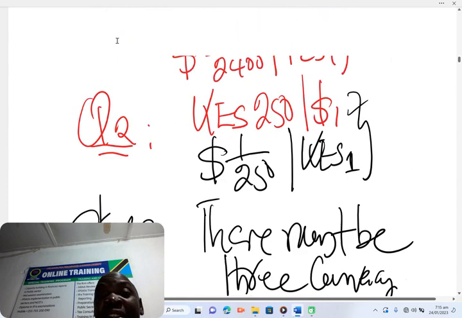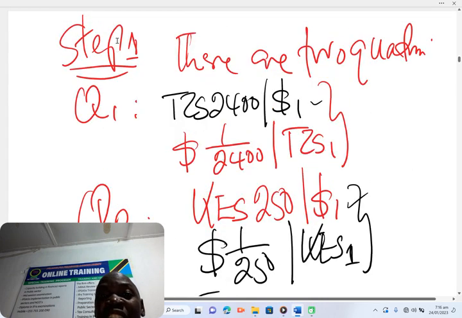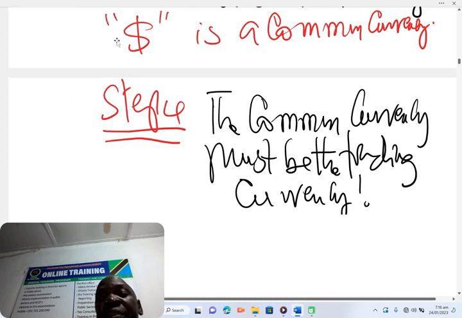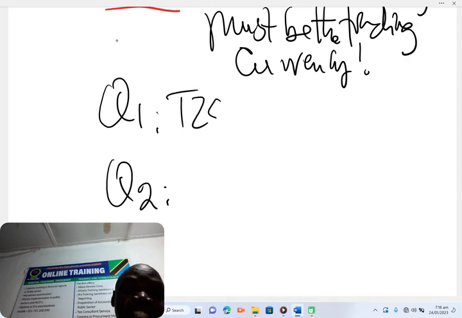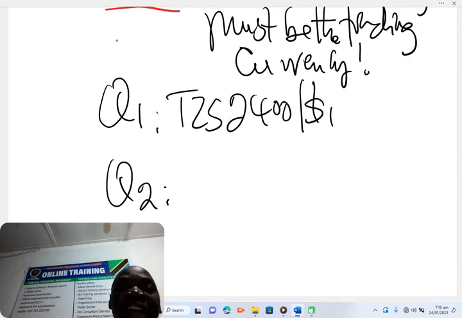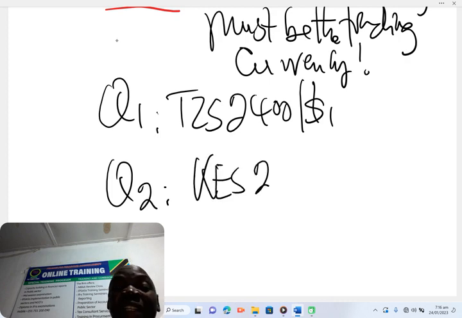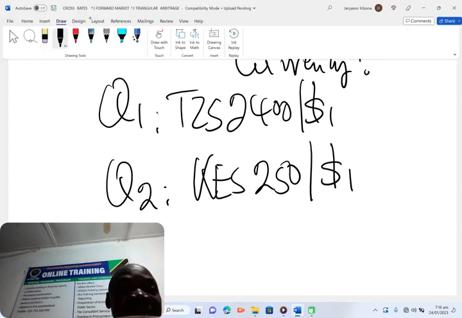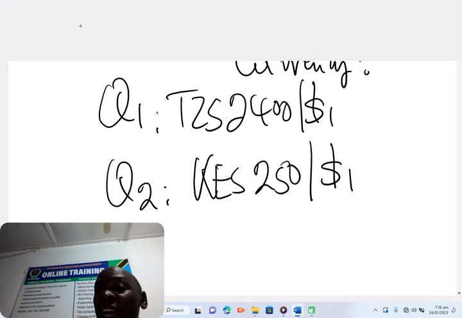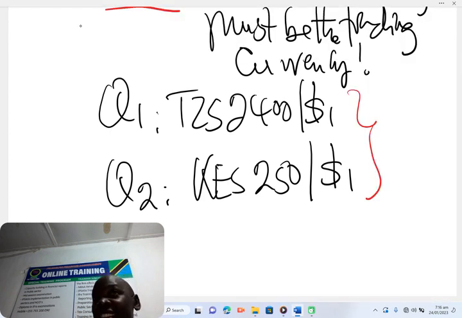The first rate, isn't it? So Tanzanian shillings 240.00 stroke dollar. So pick the first currency, Tanzanian shillings 240 stroke dollar. How about the second one? Is Kenyan shillings what? 250 stroke dollar. So in this quotation, what happened? The dollar is a trading, isn't it?